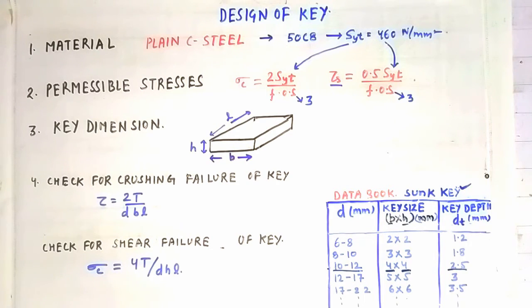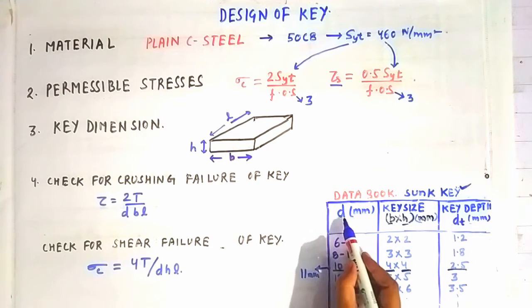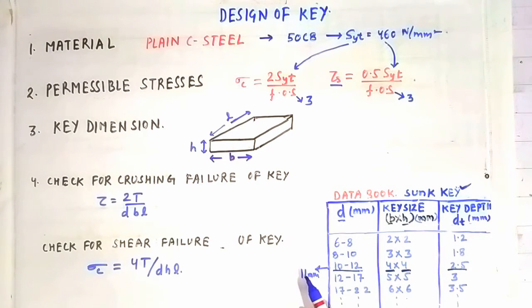So suppose our diameter of the shaft is 11 mm. So 11 mm is lying between 10 mm and 12 mm, where D is the diameter of the shaft. So if the diameter of the shaft is 11 mm, it is lying between 10 mm and 12 mm. So our dimension of the key will be 4 into 4 into 2.5, where 4 is the width of the key, 4 is the height of the key, and 2.5 is the depth of the key. So these are the dimensions of the key.